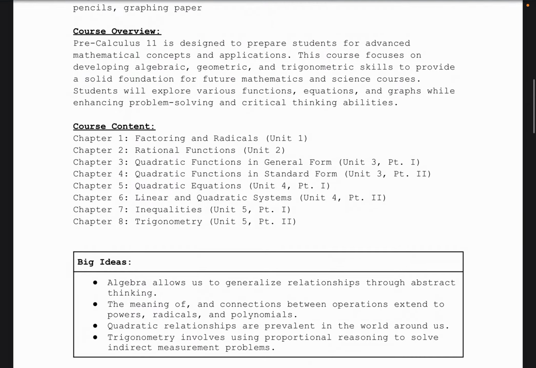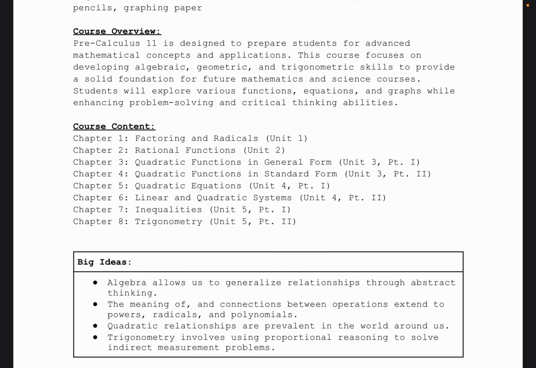Your course content. Chapter 1, Factoring and Radicals, which is Unit 1. Chapter 2, Irrational Functions, which is Unit 2. Chapter 3, Quadratic Functions in General Form, which is Unit 3, Part 1 of it. Chapter 4, Quadratic Functions in Standard Form, which is Part 2 of Unit 3.